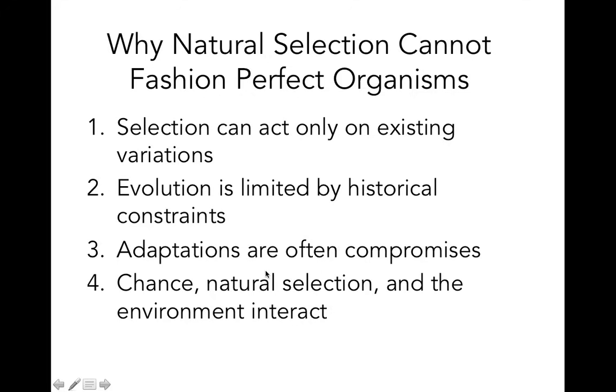Adaptations are often compromises, like for example with a sickle cell allele. Having sickle cell disease is terrible. It is not something that one would choose to have. But having malaria resistance is also favorable. So it's a trade-off. And there is an interaction between natural selection and chance, things like genetic drift and gene flow, and a changing environment that make what is adaptive in one context not necessarily what's going to be adaptive in all contexts.